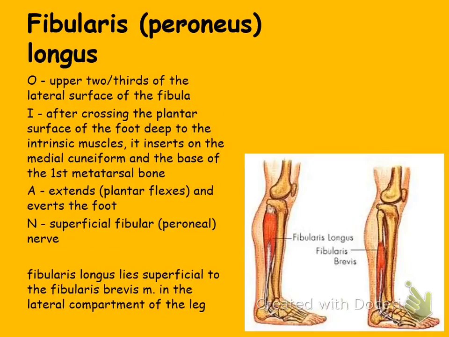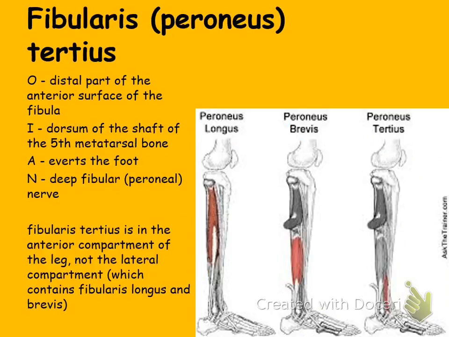Fibularis peroneus longus, it's a little bit longer than the others. Upper 2/3 of the lateral surface of the fibula. It courses down and goes underneath the foot, and it inserts on the 1st metatarsal bone. Extends and plantar flexes and everts the foot. Pulls the foot outward. Fibularis tertius, distal part of the anterior surface of the fibula, courses down the side of the leg to the dorsum and shaft of the 5th metatarsal bone and everts the foot.